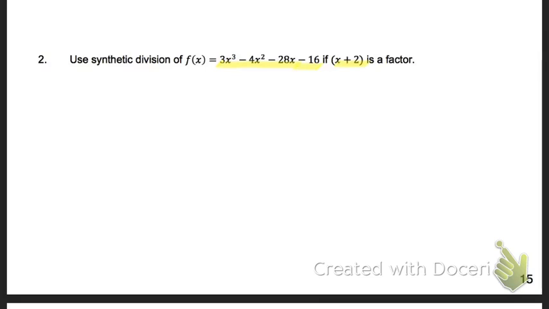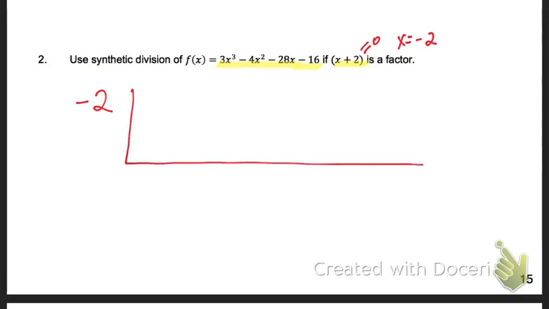So what's going to go in my box? I'm going to set this equal to 0, so x equals -2. So -2 goes in the box. Draw my L. Then what numbers read across the top line? 3, -4, -28, -16.